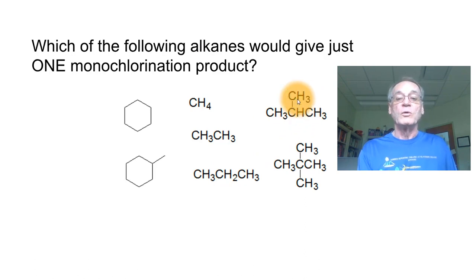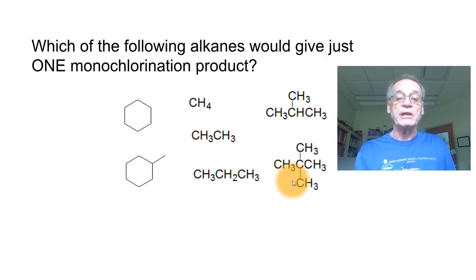What about isobutane or 2-methyl propane? Would you get just one possible product there? And the answer is no, because these 9 would all be the same as each other, but that one would be different. So you would get 2 possible products. Again, with bromination, it would probably be acceptable to do if you wanted to get the one where the bromine was there. But if you wanted to get the one where the bromine was out here, that would not work.